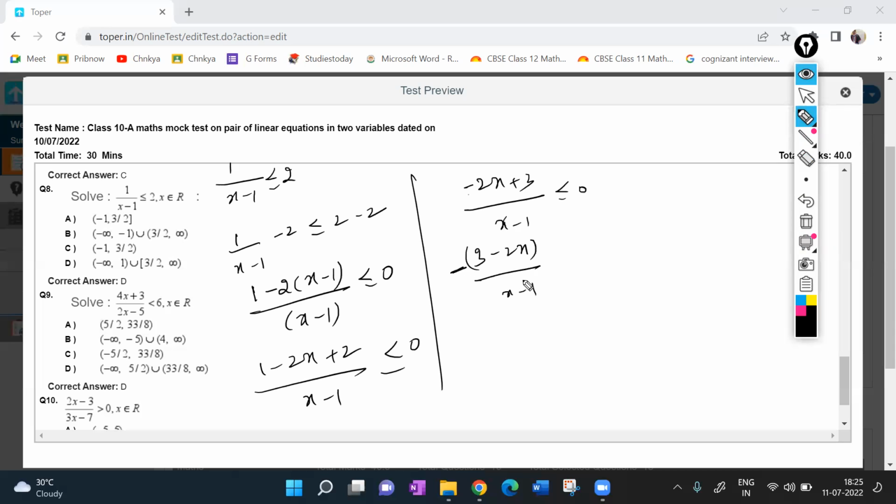Can I take minus common in the numerator? Yes, sir. Or else you multiply with minus in the numerator. If you multiply with minus in the numerator, what happens? This is what I get. The inequality changes. Correct?